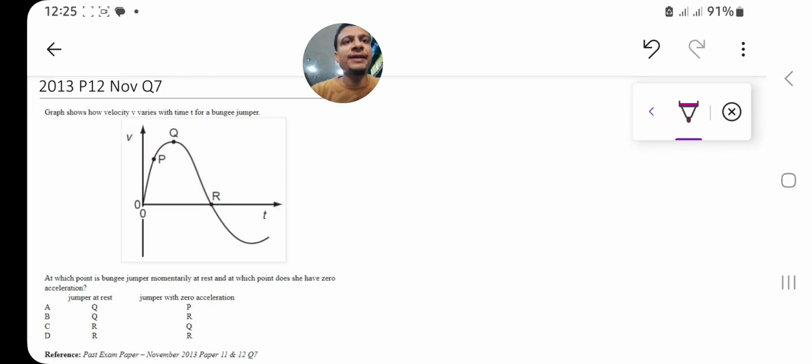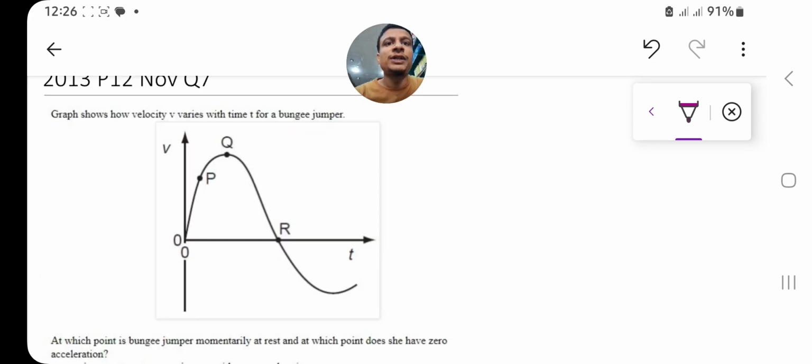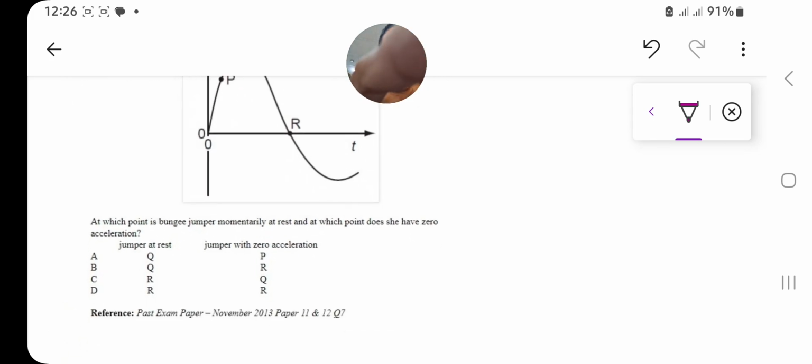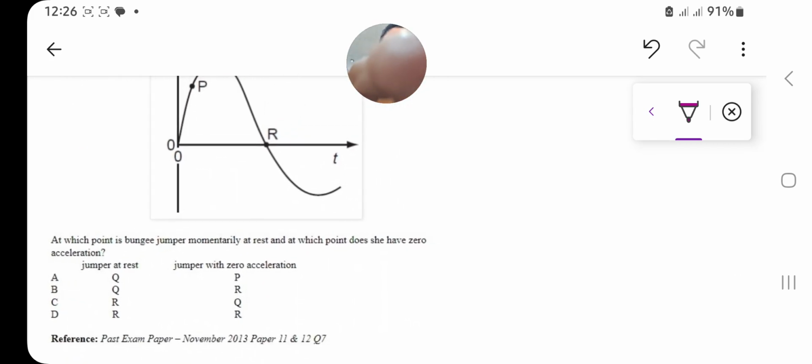We are here again with the very interesting question number 7, year 2013, variant 12. It is about the kinematics graph and it is asking for some analysis of the graph, and we will see how to do it. This graph shows a VT graph for a bungee jumper. Okay, velocity versus time graph of a bungee jumper.